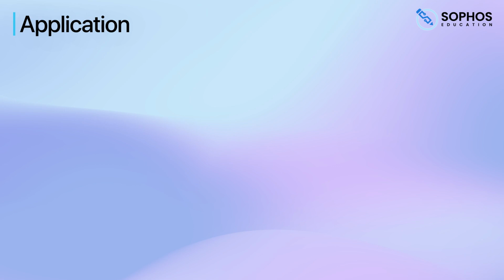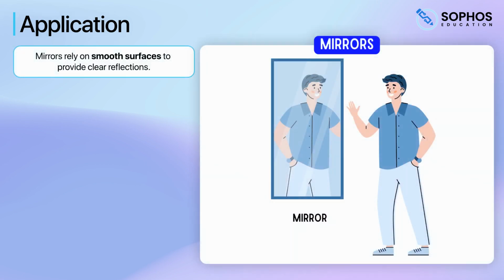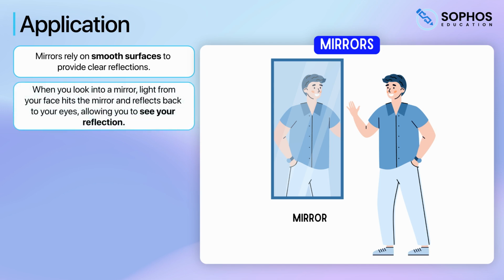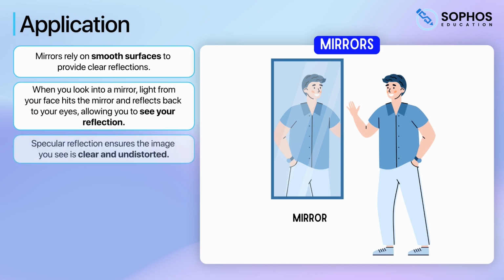Understanding the principles of reflection is critical for numerous real-world applications. Here are a few examples. Mirrors rely on smooth surfaces to provide clear reflections. When you look into a mirror, light from your face hits the mirror and reflects back to your eyes, allowing you to see your reflection. The predictable nature of specular reflection ensures the image you see is clear and undistorted. We will examine exactly how mirrors work in greater detail in an upcoming lesson.